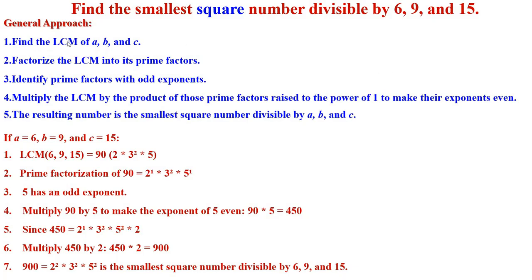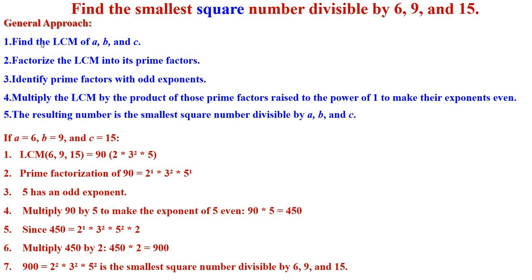So first step is to find the LCM of A, B, C. Given three numbers, you find the LCM of those three numbers. Then factorize that LCM into prime factors. Identify prime factors with odd exponents. Then multiply the LCM by the product of those prime factors which are raised to the power of 1 to make their exponents even. The resulting number is the smallest square number divisible by A, B, and C.